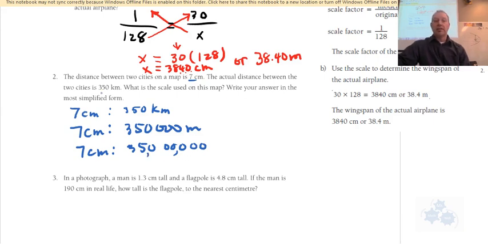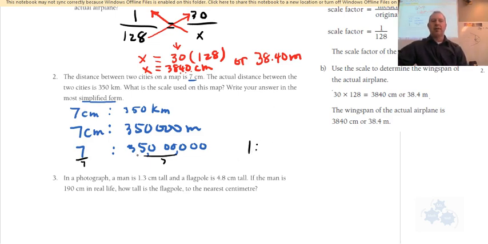Now, for the simplest form, right now they're in the same units. So really, this is a scale of 7 to 35 million. In simplest form, let's try and divide both of these by 7. Think we can do that? That's going to be 1 to what?